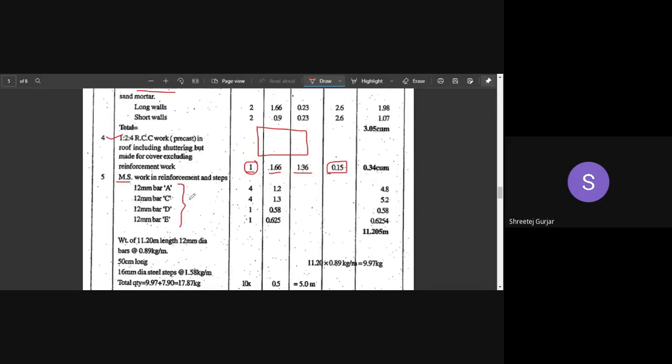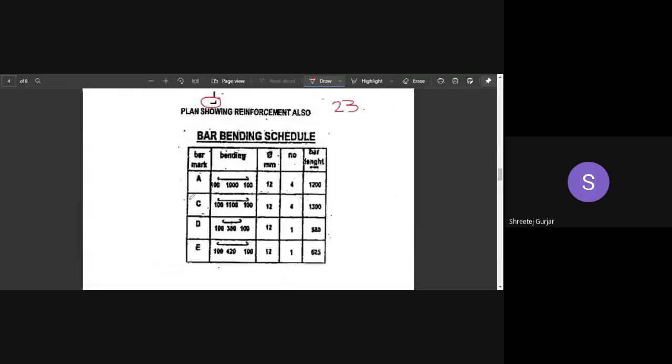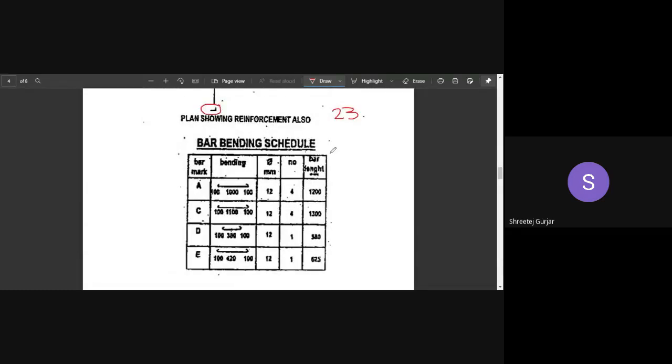This is taken from your schedule, the schedule of your bar bending, which is provided over here. You can observe the bar bending schedule has been provided to us. So using this, we will calculate that.